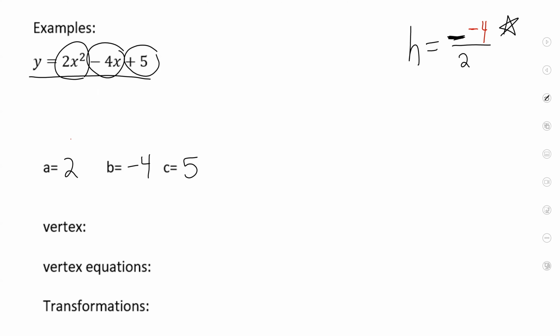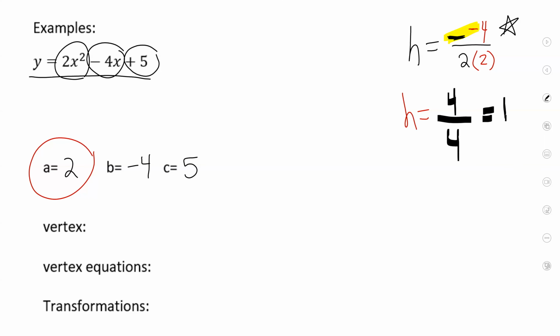So let's go ahead and simplify my equation. Let me highlight this. I have 2 negatives next to each other. What does that mean? Yep, it'll become positive. So I have 4 in the numerator. And what's 2 times 2? And what's 4 divided by 4? So I found the h value. So for the vertex, we just found the h value.